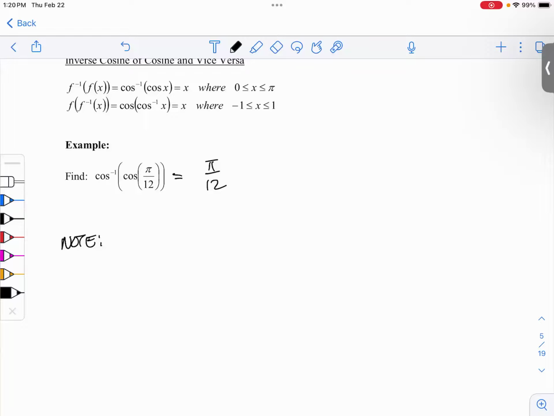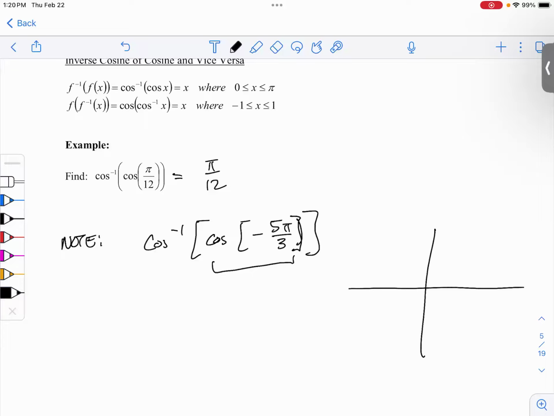So the exception comes to something like this: cosine inverse of cosine of negative 5 pi over 3. So we do this a piece at a time. Always start with the initial function, so cosine of negative 5 pi over 3. I ignore the inverse and I'm just looking at this guy.